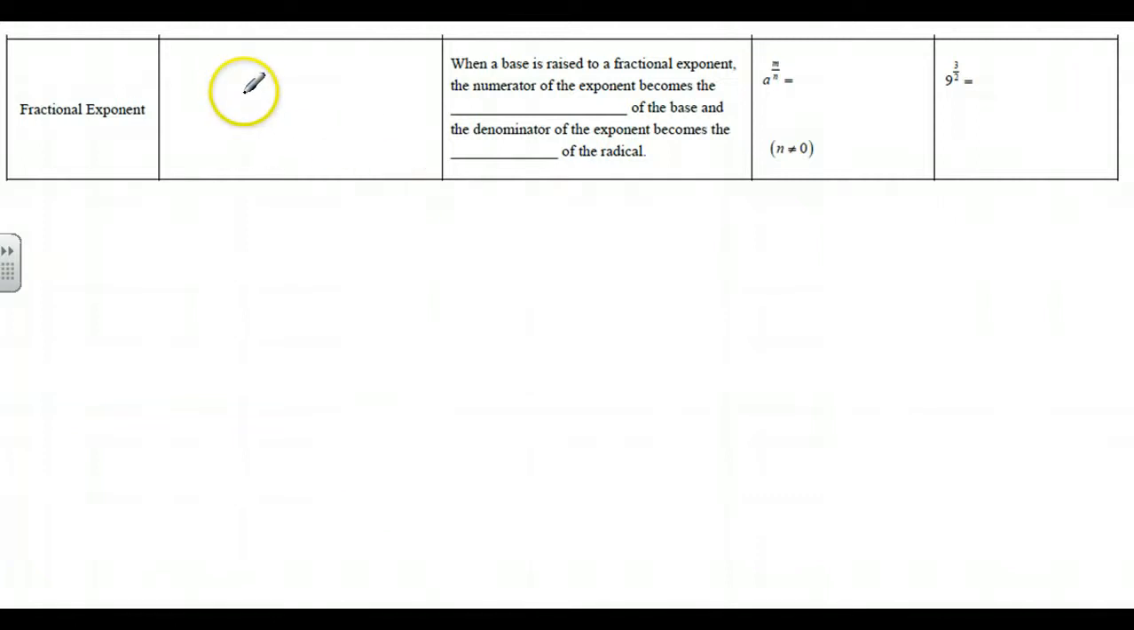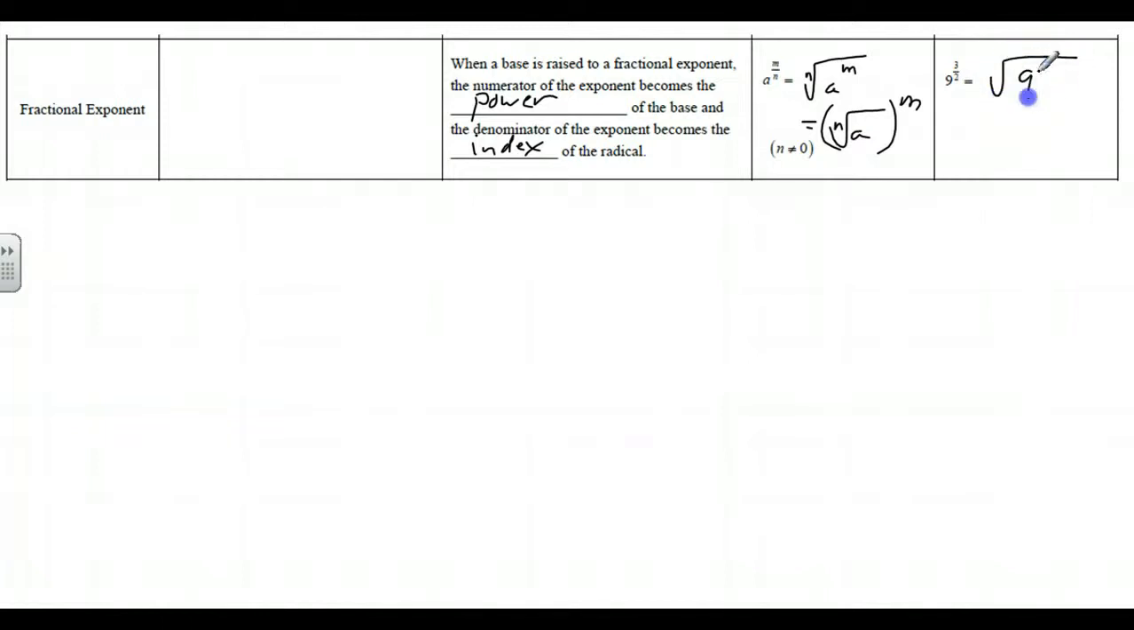Remember, back to the table. There's really not much we can give here, I don't think, but when a base is raised to a fractional exponent, the numerator of the exponent becomes the power of the base, and the denominator becomes the index of the radical. Okay, or I think of it as the root. So a to the m over n is the nth root of a to the m, or it's the nth root of a, and take that quantity and raise it to the m.